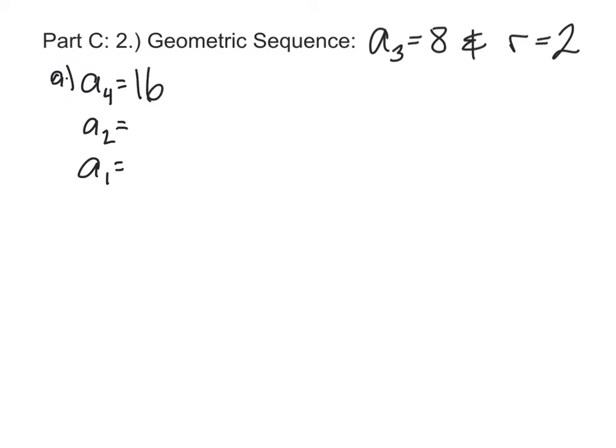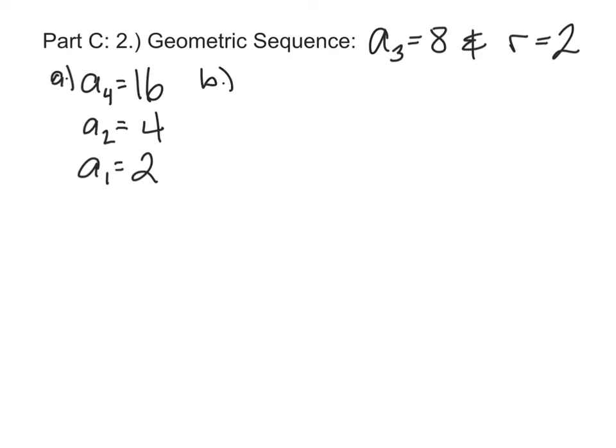But now if we're going to move backwards to the second term, instead of multiplying by 2, we're going to have to divide by 2. So 8 divided by 2 is 4. And to get back one more step, we divide again. So 4 divided by 2 is 2. And now we can see the first few terms within the sequence being 2, 4, 8, and 16.